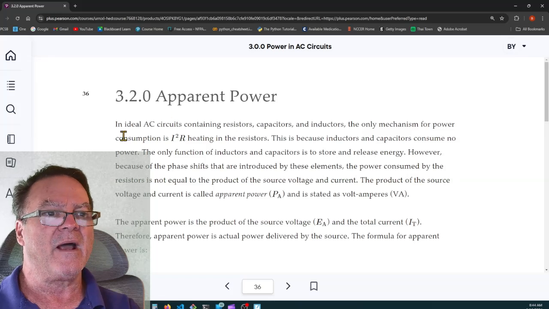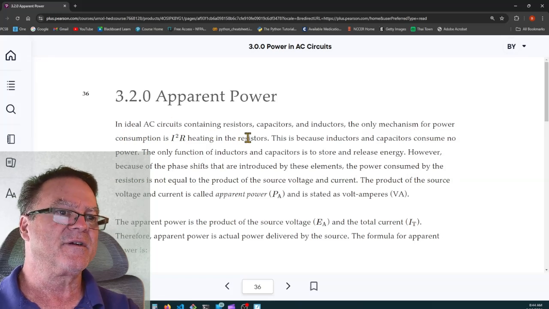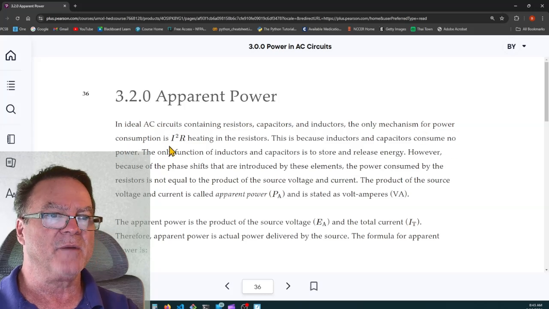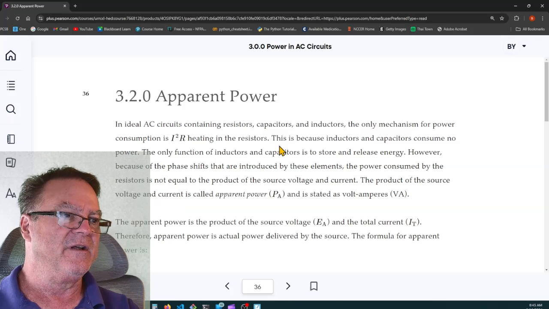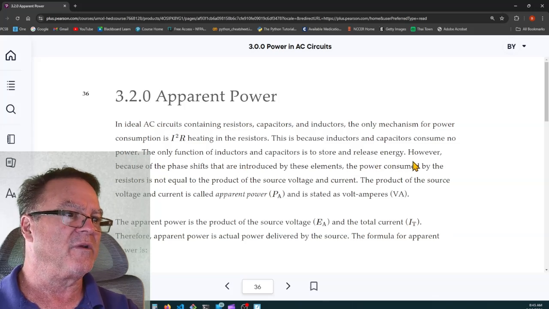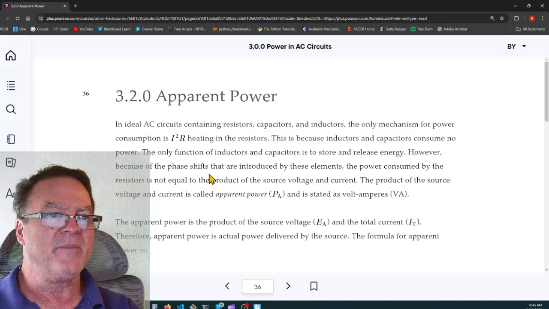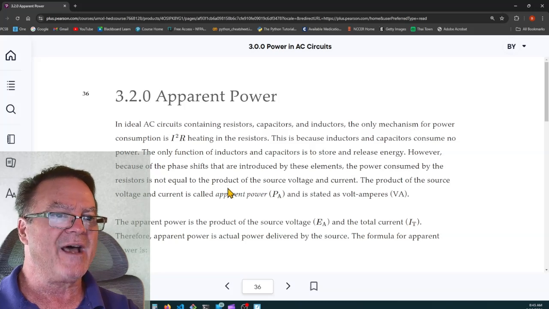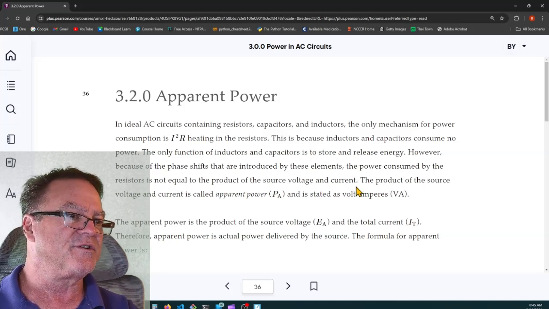All right. Apparent power. In ideal AC circuits containing resistors, capacitors, and inductors, the only mechanism for power consumption is I squared R heating in the resistor. This is because inductors and capacitors consume no power. The only function of an inductor and a capacitor is to store and release energy. However, because of the phase shifts that are introduced by these elements, the power consumed by the resistor is not equal to the product of the source voltage and current.